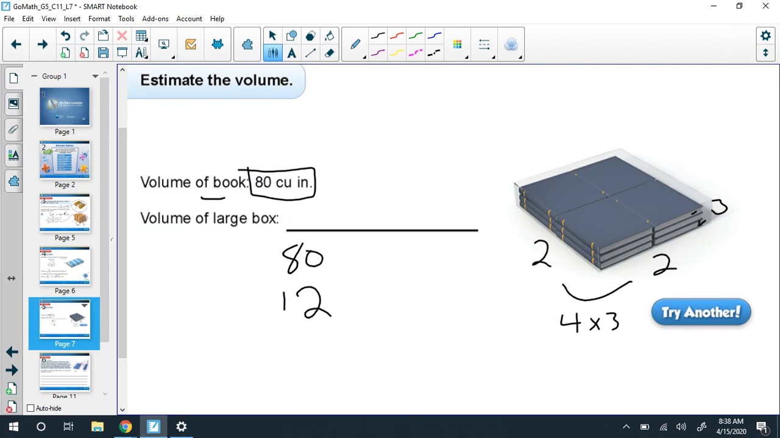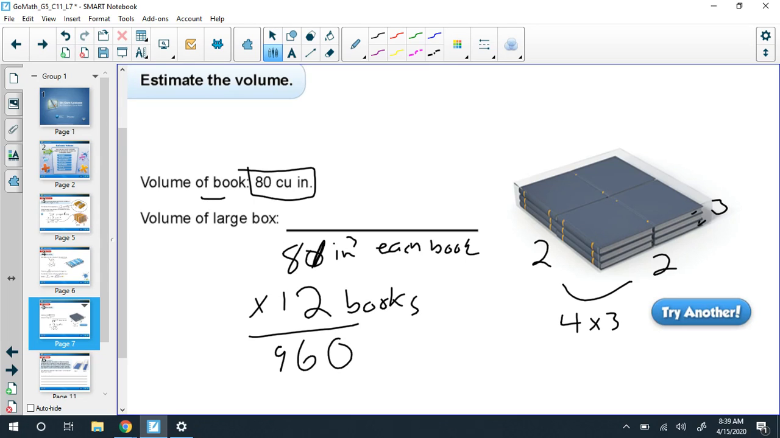Each one has a volume of 80 cubic inches. So again, this is the number of books. This is the number of cubic inches that each book takes up. We need to multiply these. Again, we're going to ignore the 0 for a minute and multiply by 8. 8 times 12 is 96. And now we're going to multiply by that 10 from ignoring the 0 and bring it back. We get 960 cubic inches is the volume, the approximate volume of our larger box.